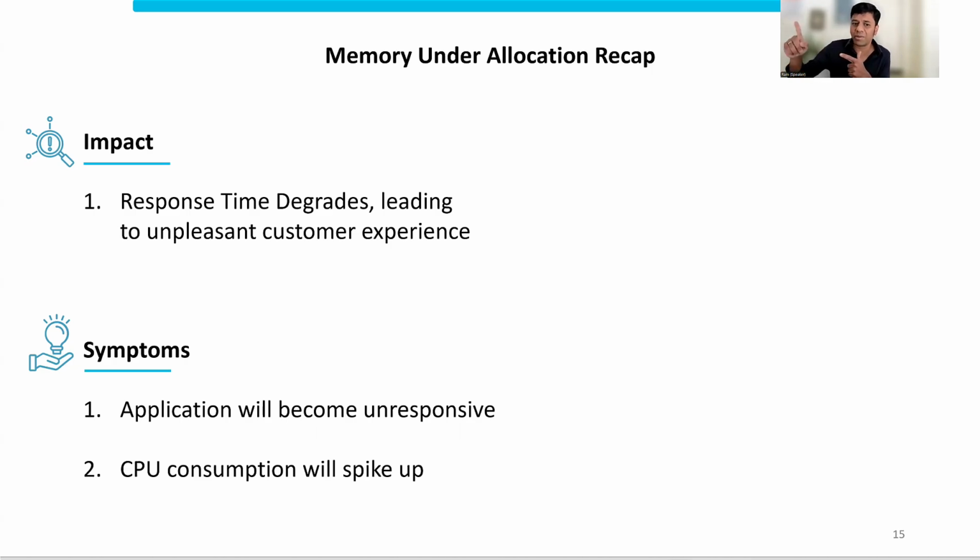It may remove it from the load balancer. Those kinds of consequences can happen. And the second thing is your CPU consumption will really spike up, because when a garbage collection runs, it's going to consume an enormous amount of CPU cycles. So CPU consumption is going to go high when your memory is under allocated.